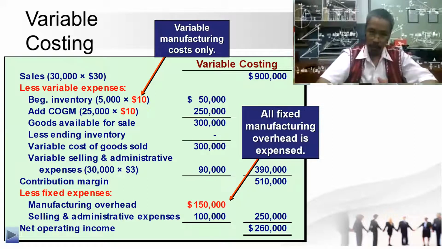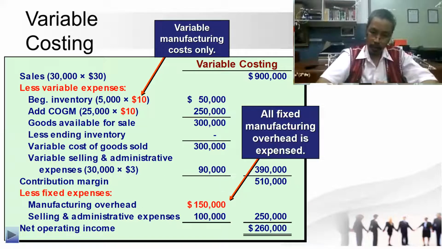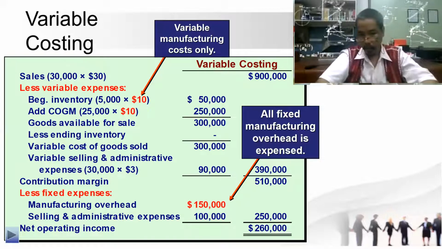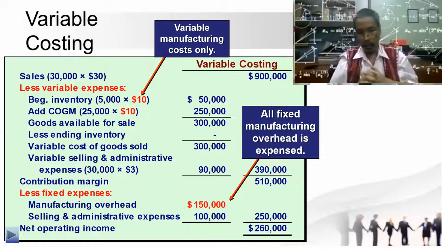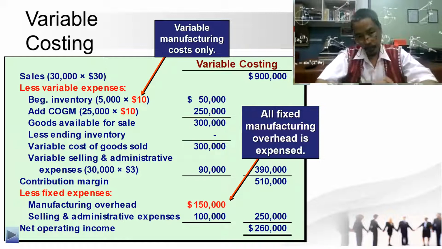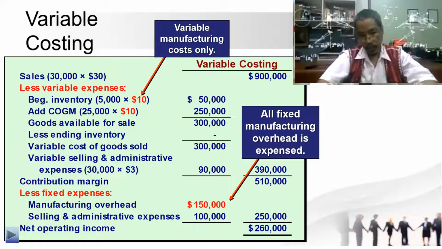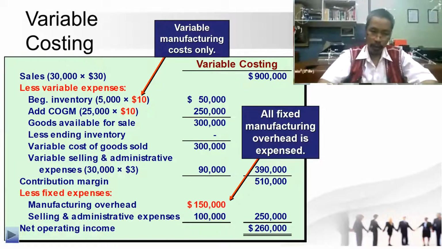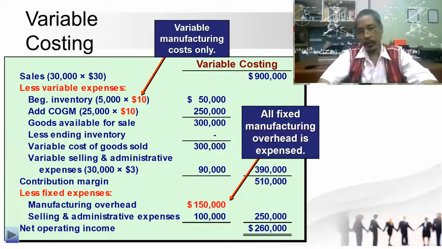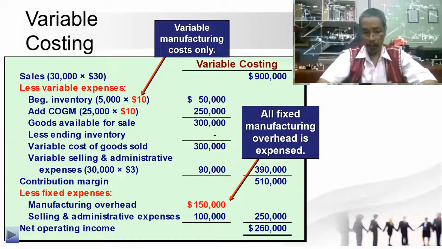We'll just use from the example data, $250,000. Therefore, we can subtract 250 from 510. The answer is 260. So we have this value.